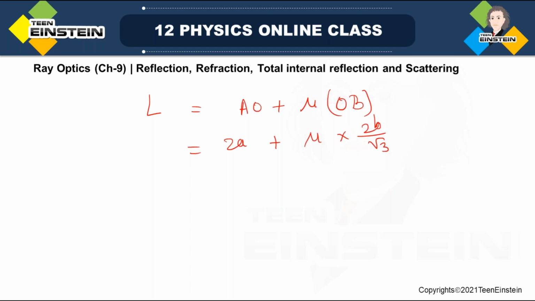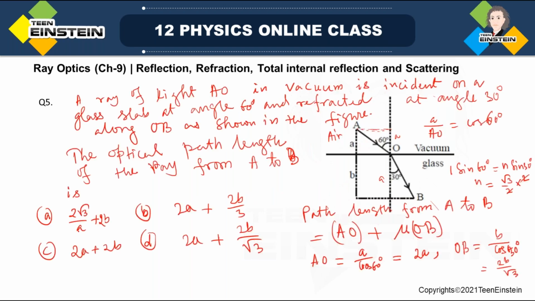So root 3 into 2B by root 3, root 3 cancels, so we get 2A plus 2B. Let us see whether we have this kind of option. Okay, so option C will be the correct answer for this question. This question was asked in JEE Mains 2019.